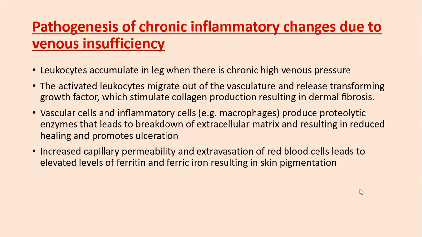Pathogenesis of the chronic inflammatory changes due to venous insufficiency. So as a result of all this, the backflow, the reflux, and the venous hypertension, the leukocytes accumulate in the leg when the chronic venous pressure is high. The activated leukocytes migrate out of the vasculature and release transforming growth factors, which stimulate collagen production, resulting in dermal fibrosis.